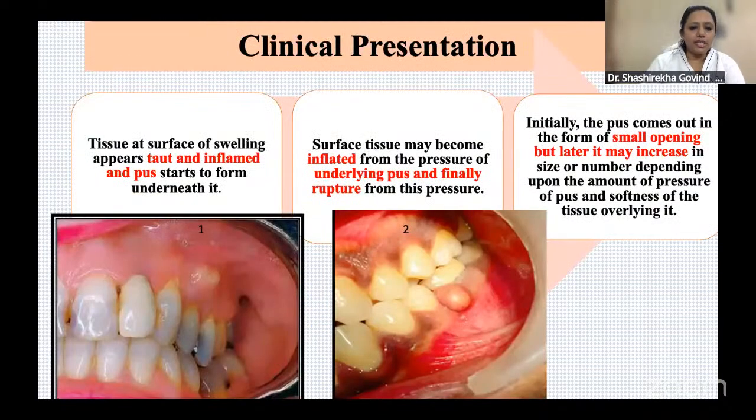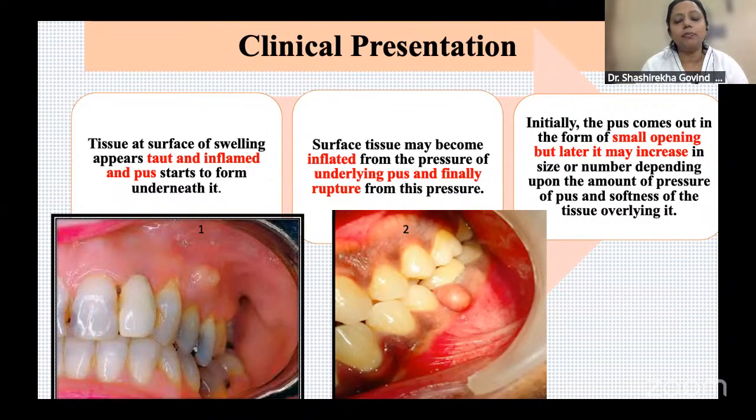In clinical presentation, we can see if there is a swelling or a sinus tract. The sinus tract can be an active sinus tract or a passive sinus tract. What does it mean? Active means there is consistent pus discharge on applying pressure, or when you do tenderness on percussion the patient can't bear even your digital pressure. That means it is an active sinus.